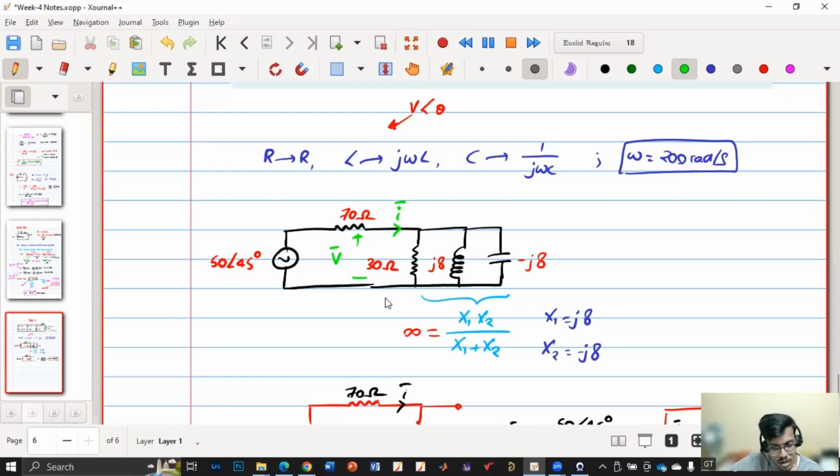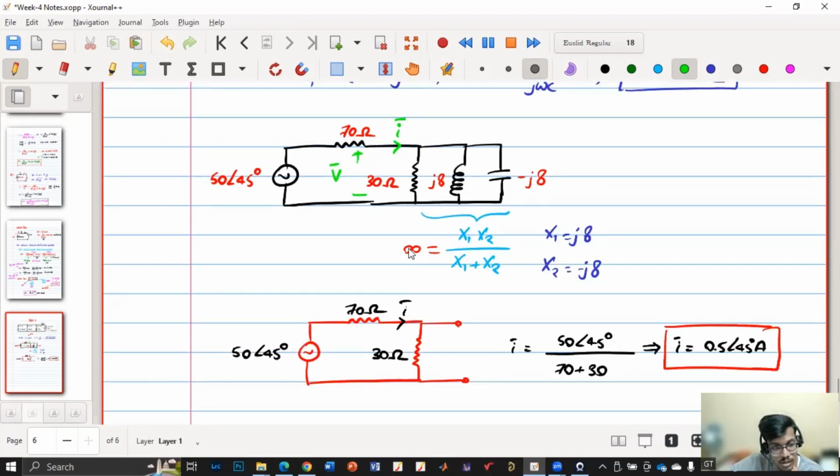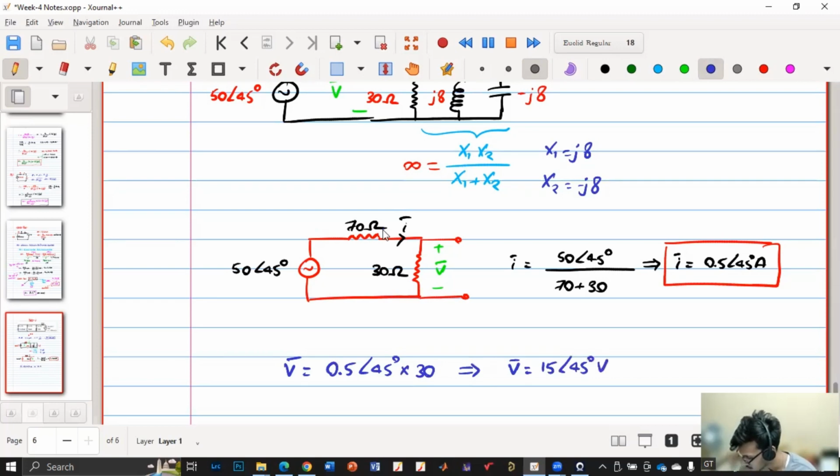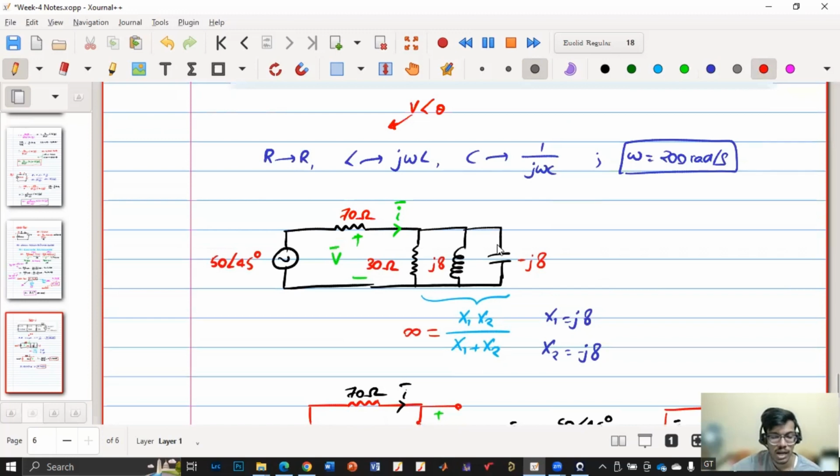It is 0.5 into 30. Yes, 0.5 into 30. So my V phasor is 0.5 angle 45 degrees into 30 ohm. 30 into 0.5 is how much? 15, right? 15 angle 45 degrees volt. So now I got the voltage across the resistor, which is also the voltage across the inductor, which is also the voltage across the capacitor. Now they are asking the current through the capacitor.